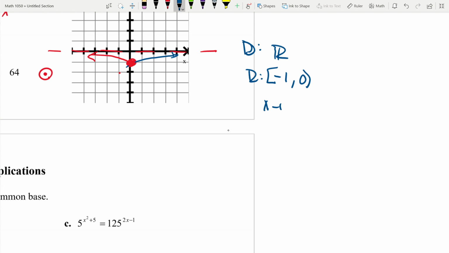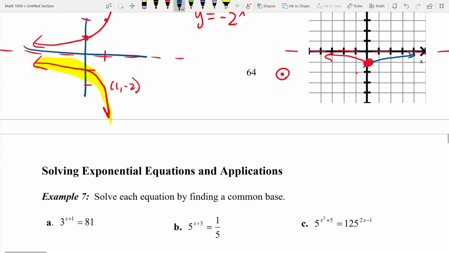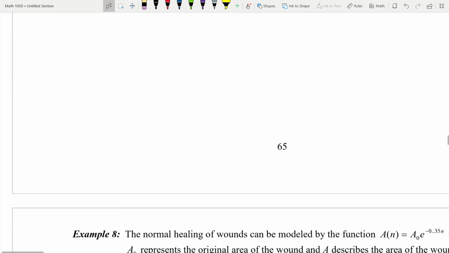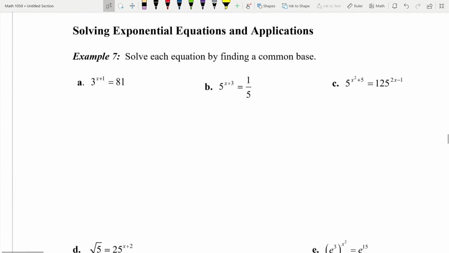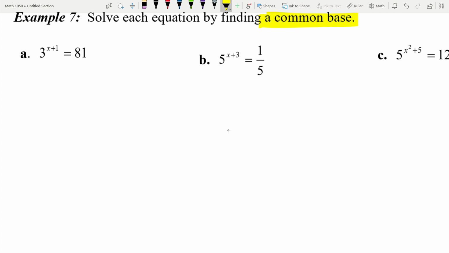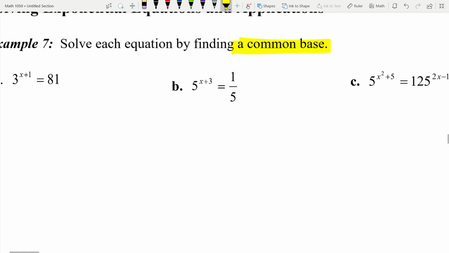Good. X-intercept. Everybody in the room tell me the x-intercept. There is none. And the y-intercept is very clear to see. It is (0, -1). Okay? All right. Now, there are lots of ways to solve these problems. We're going to start today by finding a common base.